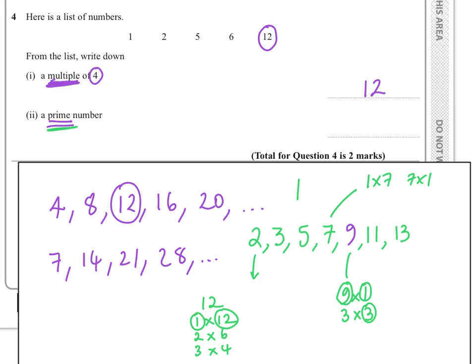So think of that keyword, prime, and then let's look at the numbers. So 1, I'm afraid, is not a prime number. 2 is, and you could have written 5 also. But you only have to write one of those.